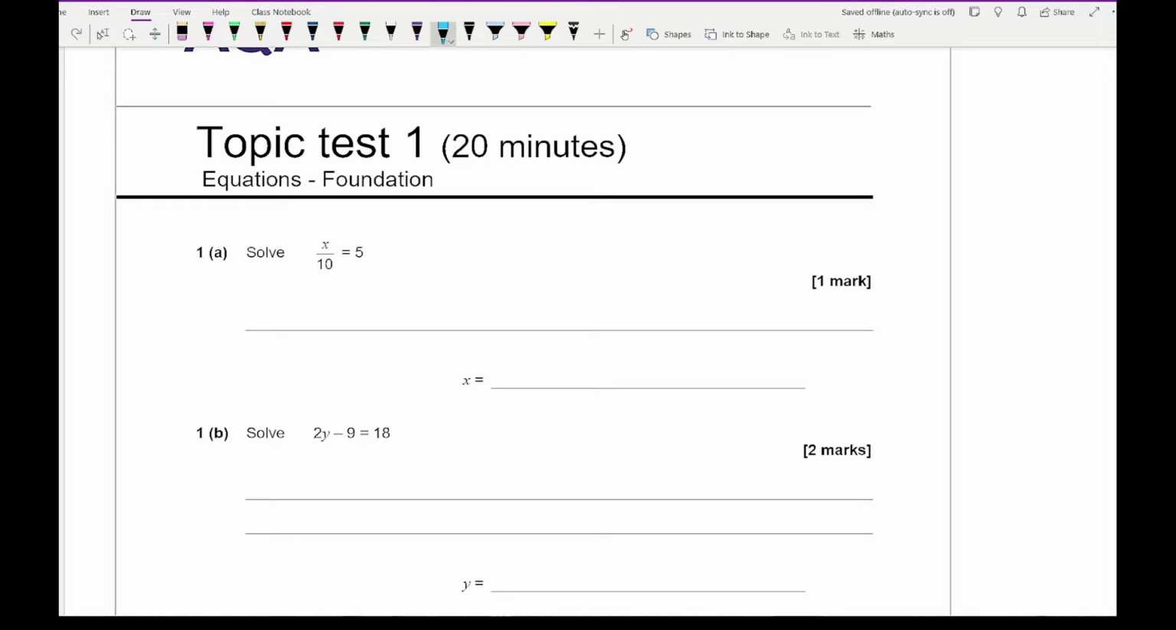So looking at this, we want to try and get x by itself. So on the same side as x, we're going to need to get rid of this 10. What's the 10 doing? It's dividing. So to get rid of it, we need to do the opposite, which is multiplying by 10. So x equals 5 times 10, which is 50.